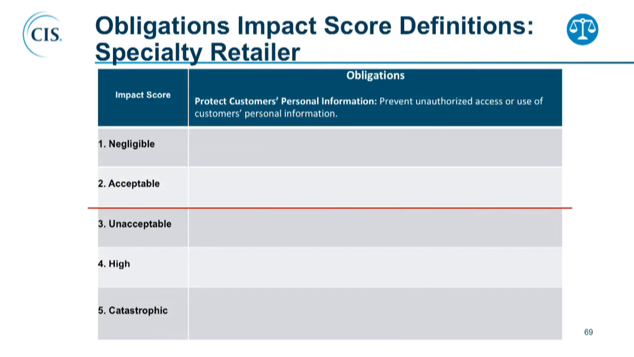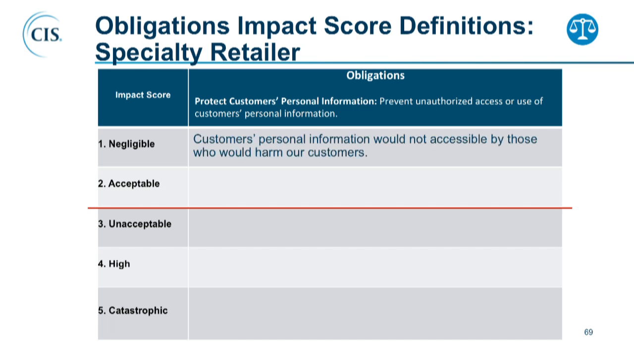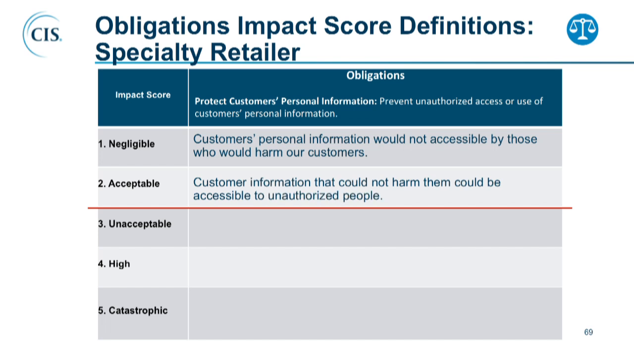Negligible impact, click for us, and then customers' personal information would not be accessible by those who could harm their customers. That's obviously negligible. Acceptable, let's say we did have some information go out. Let's say there was a list of last names of our customers in any of our cities, but last names. I don't know how that could hurt anyone. That might be acceptable. Let's click ahead to unacceptable.